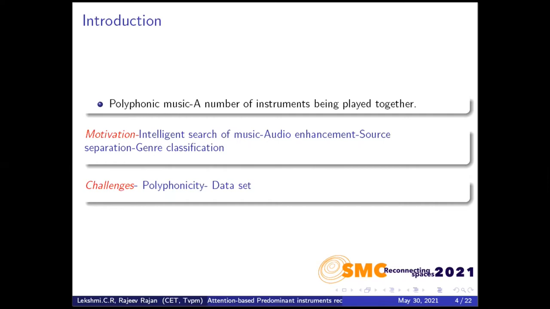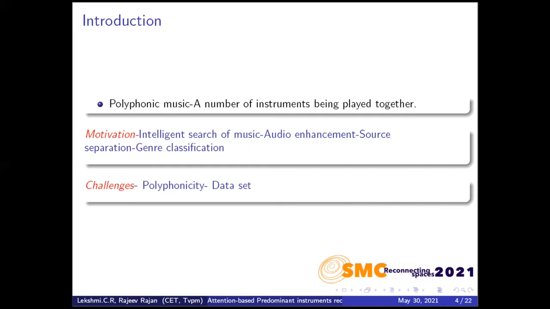Predominant instruments recognition refers to the problem where the prominent instrument is identified from a mixture of instruments being played together. Before going to that, what do you mean by monophony and polyphony? Monophony means single melody on an instrument, and in a polyphonic environment, a number of instruments are played together.